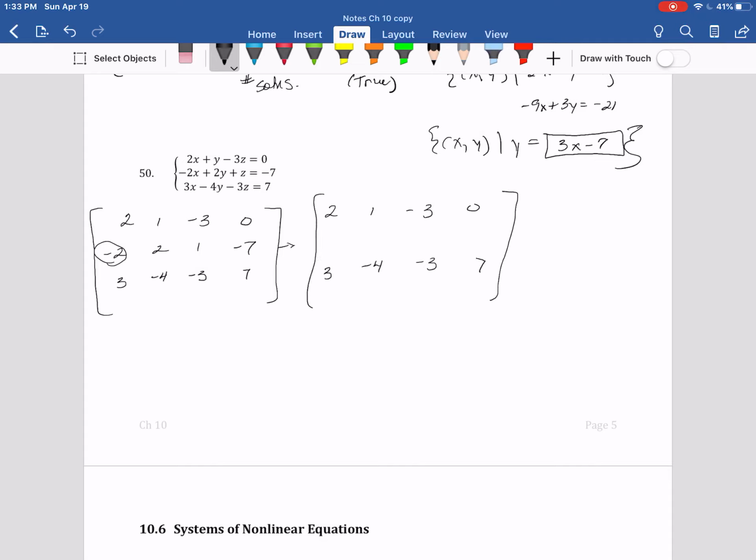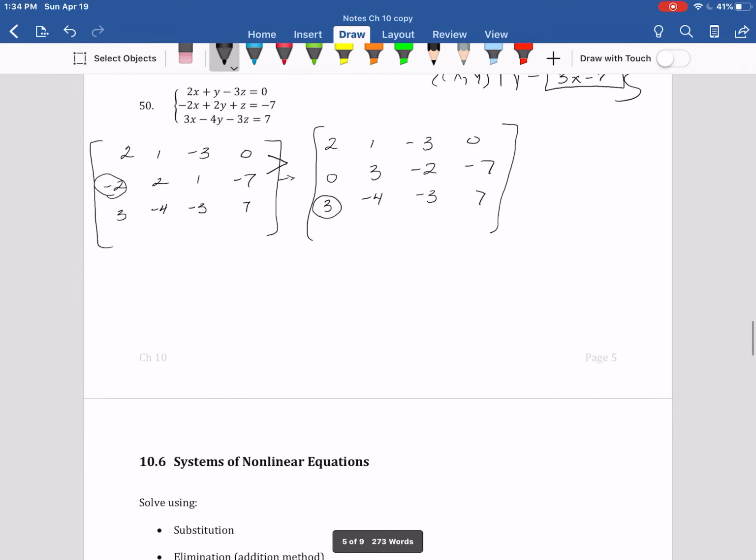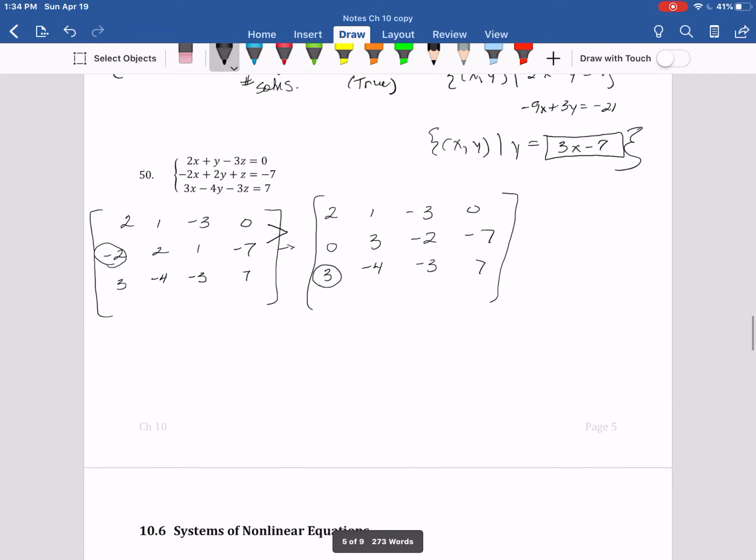The only thing that's going to change is that second row, and that second row is going to become the sum of the first two rows. So you're going to get 0, 3, -2, and -7. The next step that you want to achieve is to get a 0 in this position. Now this involves a little bit of work, and I did not leave myself nearly enough space. I might need to insert some spaces here.